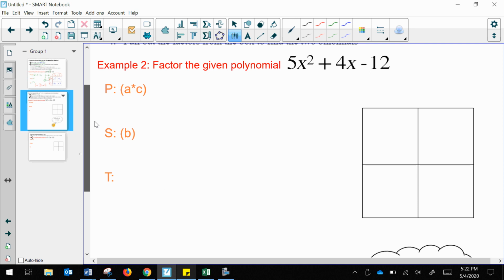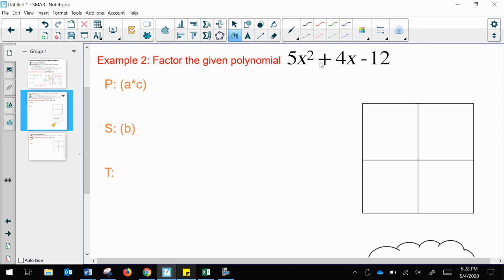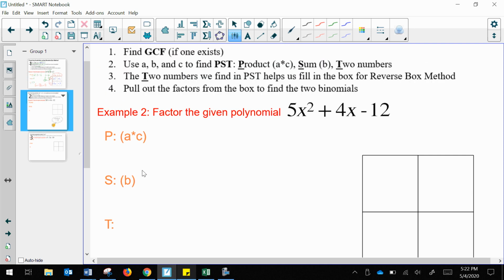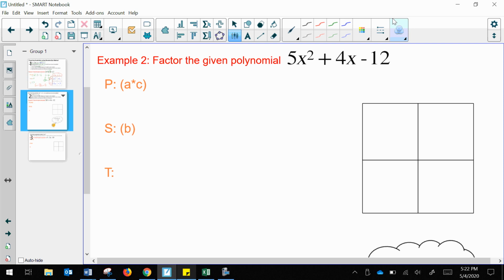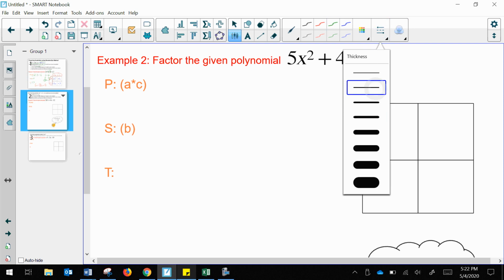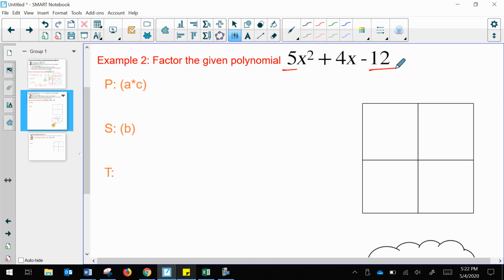Given another example, 5x squared plus 4x minus 12. Now, this may be a little daunting at first, but we're going to use the same processes we did with our first one to solve for our two binomials. So I'm going to look at A and C. 5 times negative 12 is going to give me negative 60. B is my 4. So I'm looking for two numbers that I multiply together to give me negative 60, and when I add, give me 4.